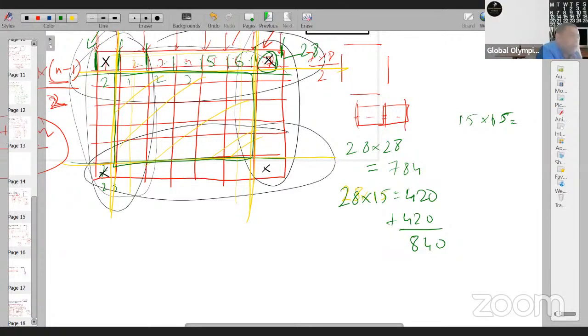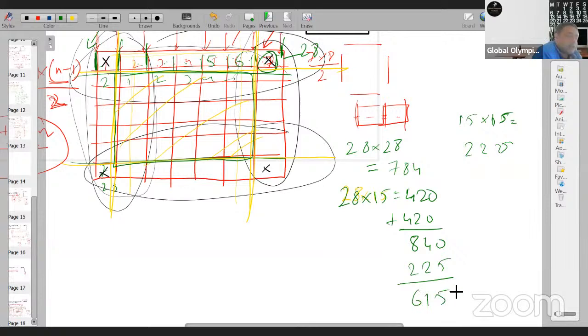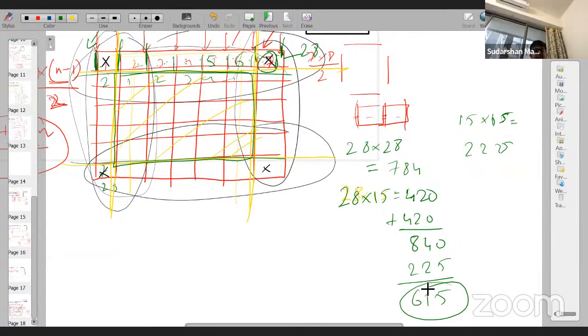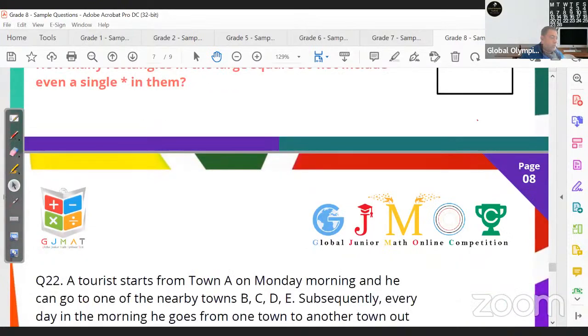Yeah, exactly. 1, 2, 3, 4, 5. 15 into 15 is 225. You subtract 225 from it, you get 615, and that's your answer. Cool question. There are 615 of them. It's not so cool. It's a very common, easy question. Okay, so let's go to the next one.